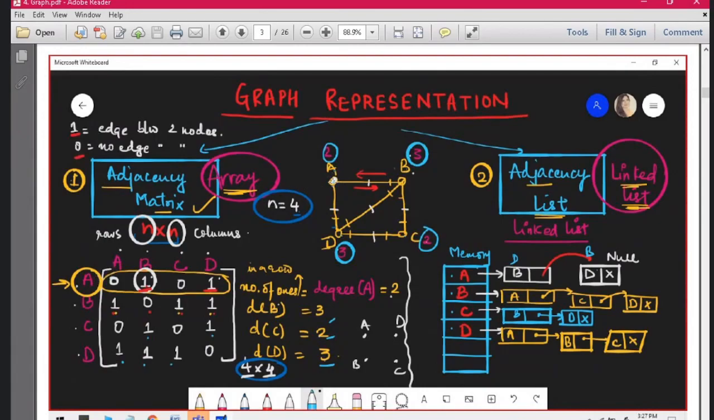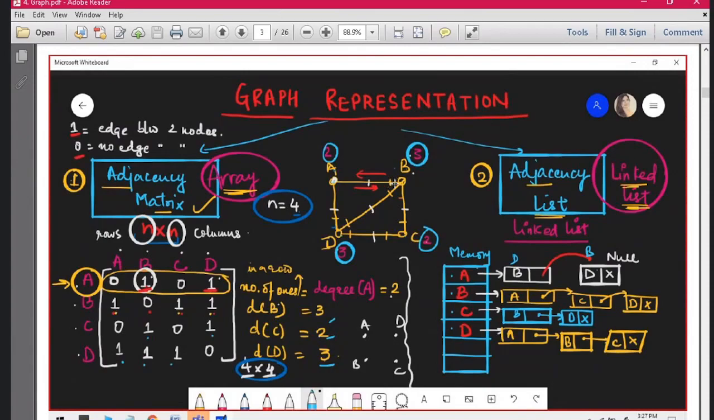No, there is no edge, there is no self loop on A. So A to A, the distance is 0. Now A to B, do we have any relationship between A and B? Yes, there is a relationship. There is an edge from A to B. That's why I'm going to write 1 here. A to C, there is no edge, so it is 0. A to D, there is an edge, so it is 1. So this is the row of A.